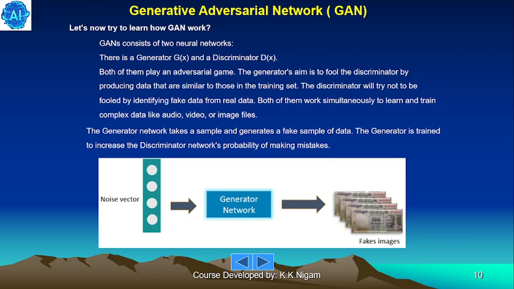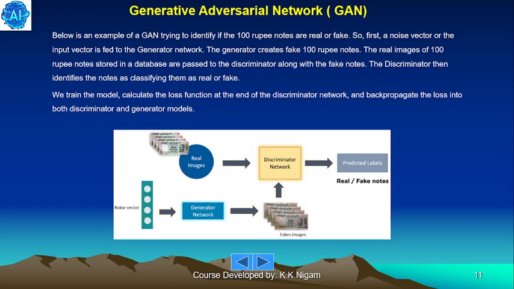The generator network takes a sample and generates a fake sample of data. The generator is trained to increase the discriminator network's probability of making mistakes. Below is an example of GANs trying to identify if the 100 rupee notes are real or fake. So first, a noise vector or the input vector is fed to the generator network. The generator creates fake 100 rupee notes.